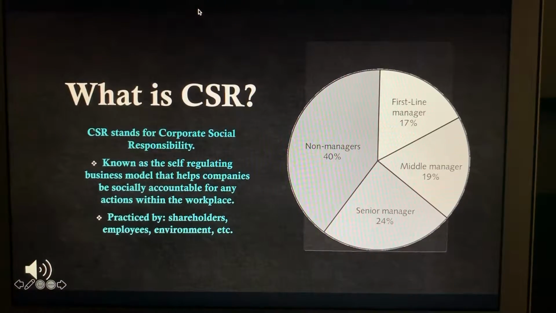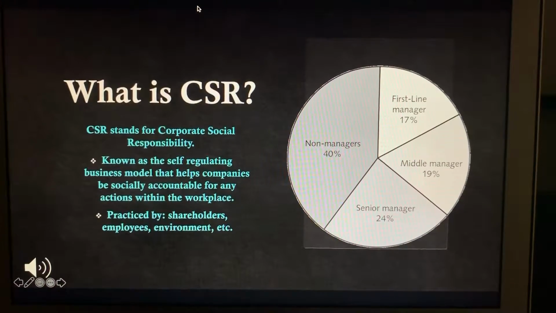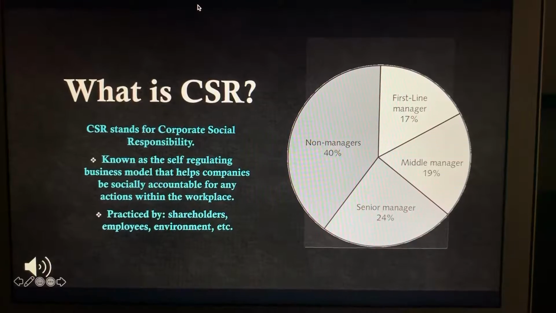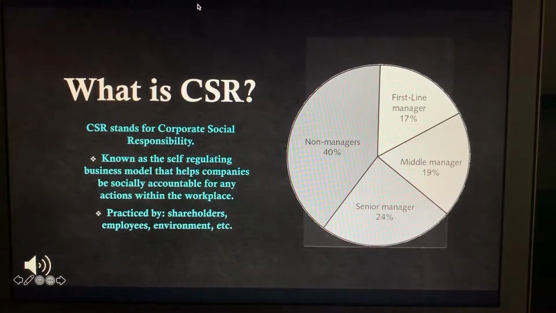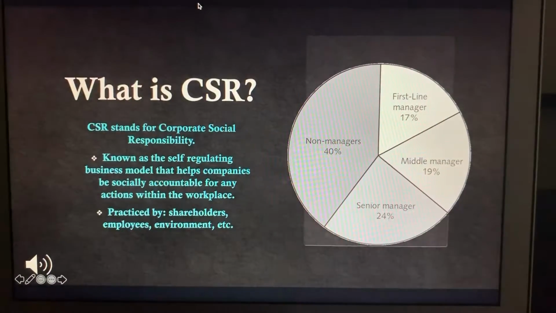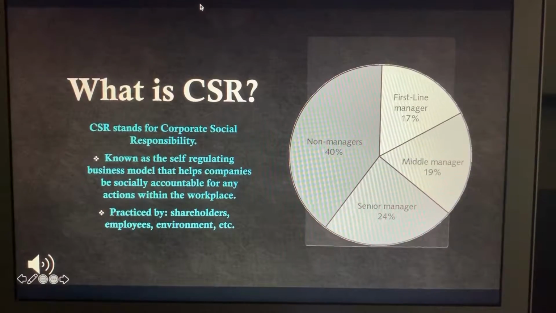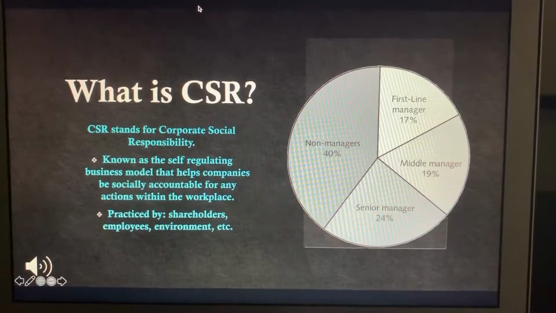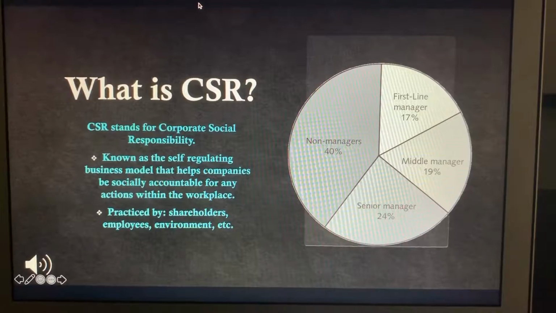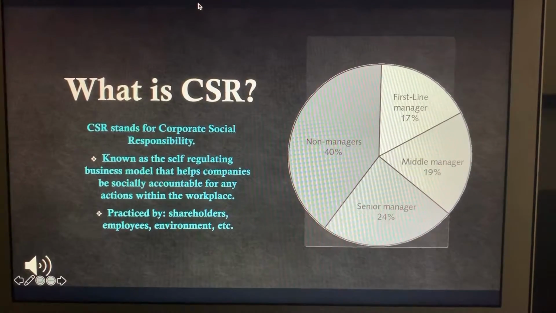Moving forward with ethics in the business world, a CSR exists. CSR stands for Corporate Social Responsibility. It is known as the self-regulating business model that helps companies be socially accountable for any actions within their company. It's usually practiced by shareholders, employees, managers, and everyone in between.